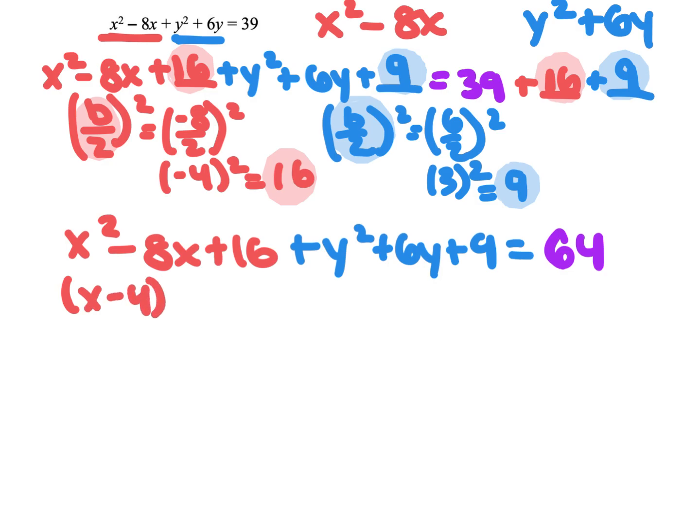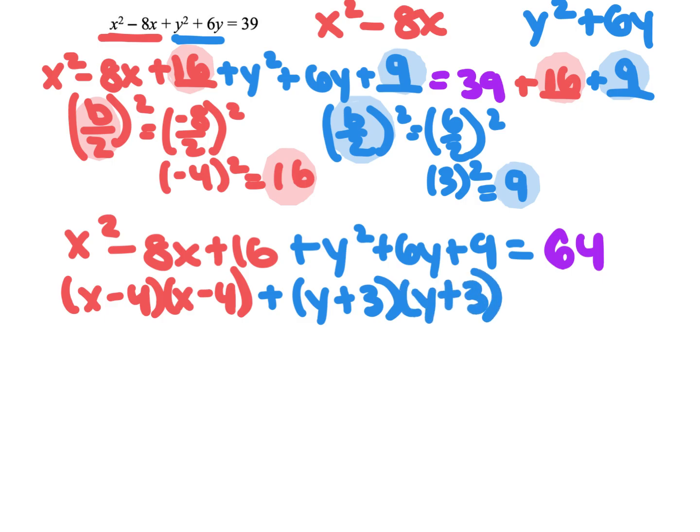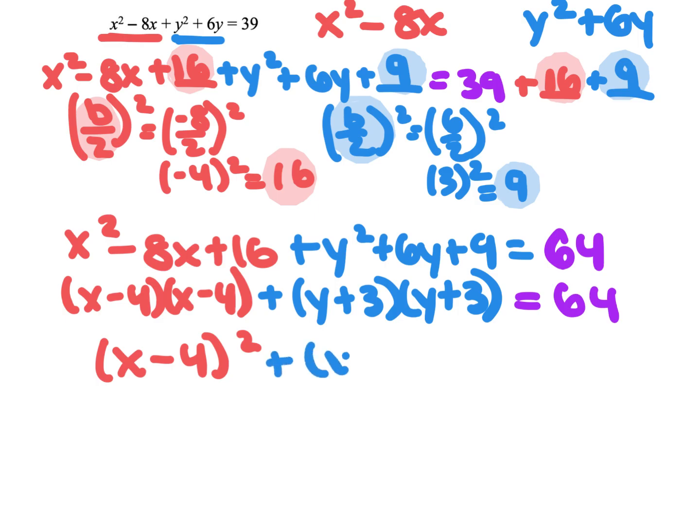So now, if I factor these, this is going to be x minus 4 times x minus 4 for the x portion. The y portion becomes y plus 3 times y plus 3 is equal to 64. And now, x minus 4 times x minus 4 can be x minus 4 squared. Y plus 3 times y plus 3 is y plus 3 squared equals the radius of 64.